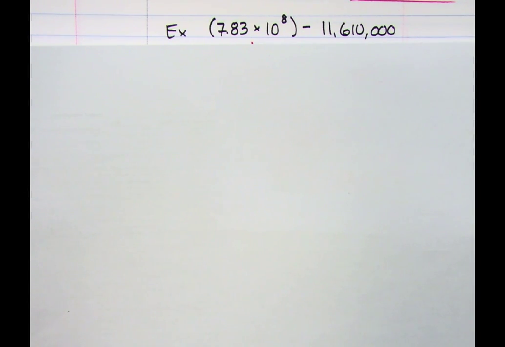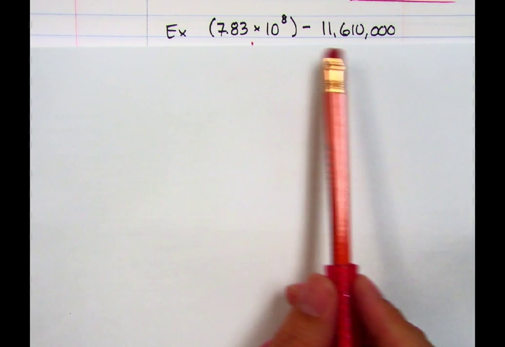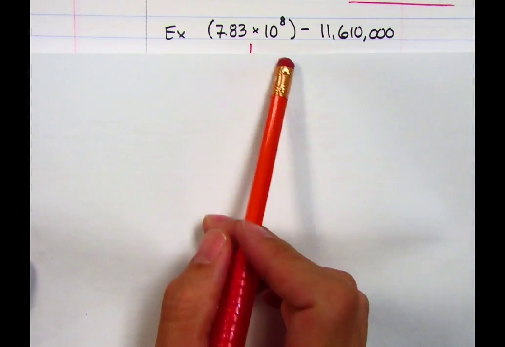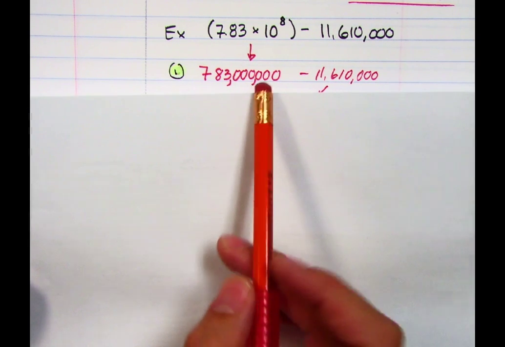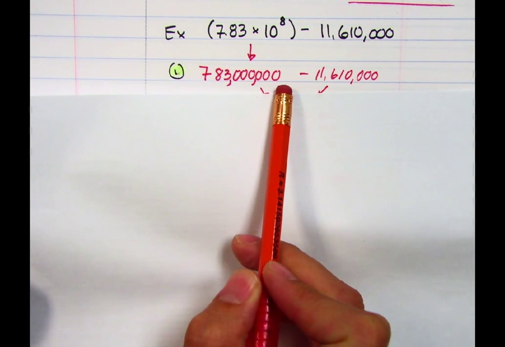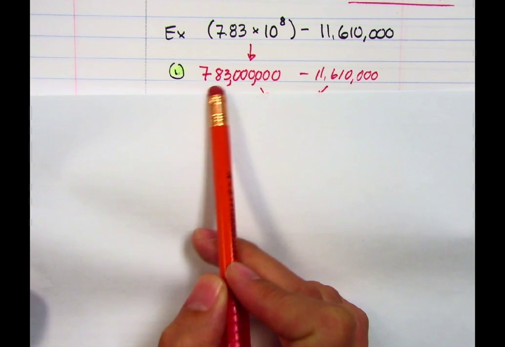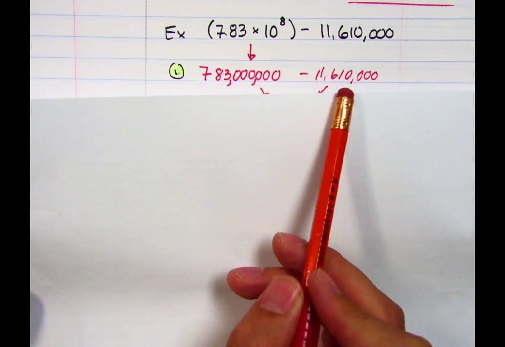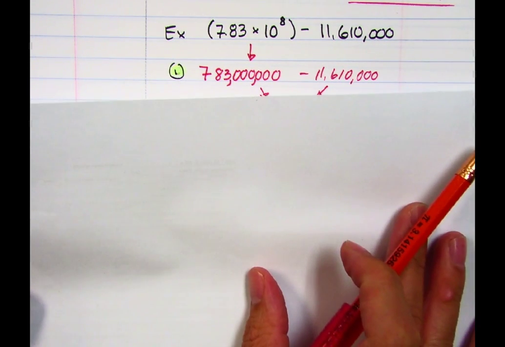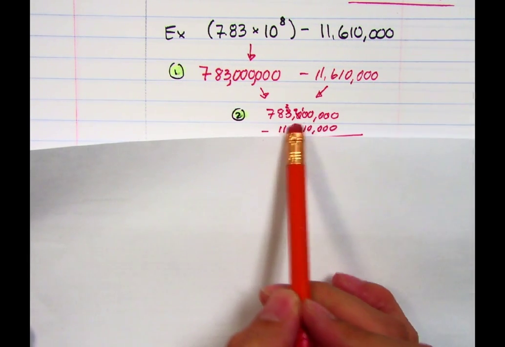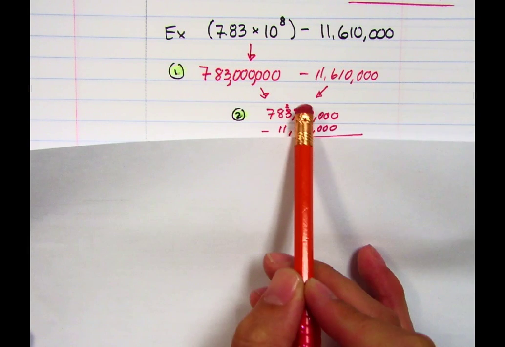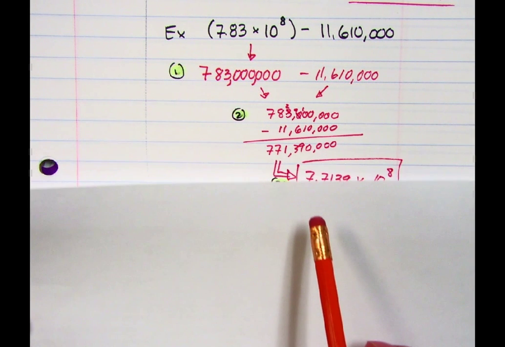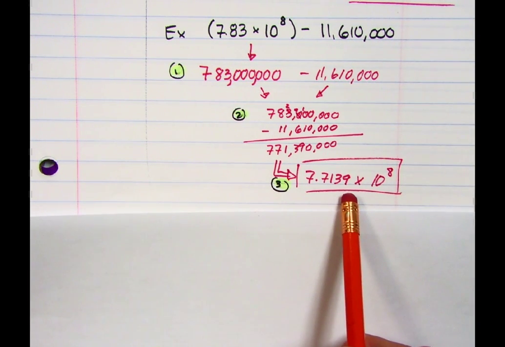All right, let's go through those steps again. This time I have one that's in scientific notation and one that's in standard notation. So step number 1, change this one into standard notation. So I move it 8 times, 1, 2, and then 6 more zeros. That's 783 million, minus 11,610,000. Step number 2 is just to go ahead and subtract it. So I went ahead and did that already. I put the bigger number up top, smaller number on the bottom, subtracted, had to do some borrowing, all that kind of stuff. And then I get this number. My last step, step number 3, is to change it back into scientific notation.